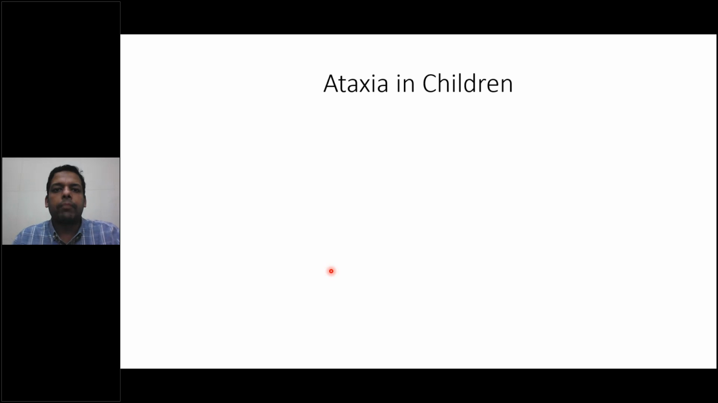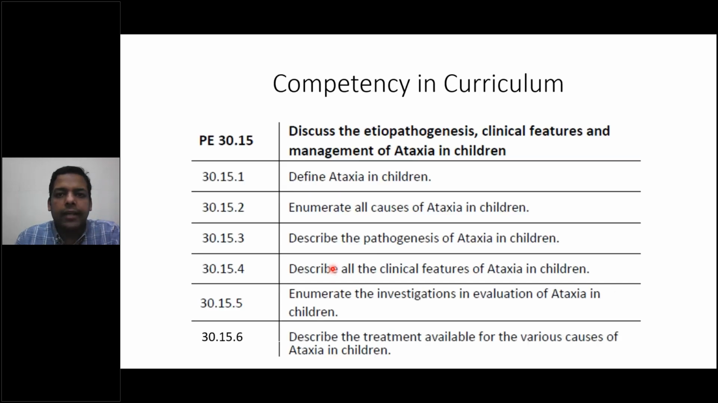So firstly, we'll discuss the smaller topic, which is ataxia in children. As far as the NMC competency regarding this topic is concerned, we are supposed to broadly be able to discuss the etiopathogenesis, clinical features, and management of ataxia in children. The more finer competencies are to define ataxia, to enumerate all its causes, to describe the pathogenesis, to describe all the clinical features, to enumerate investigations, and describe the treatment for ataxia in children.